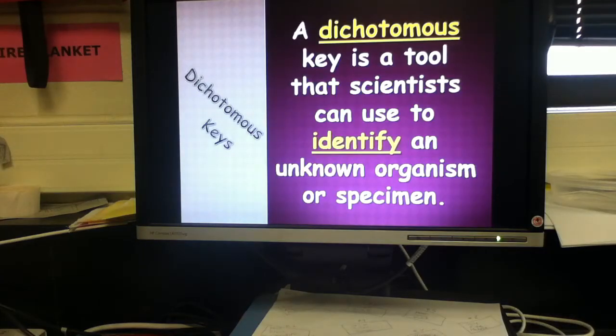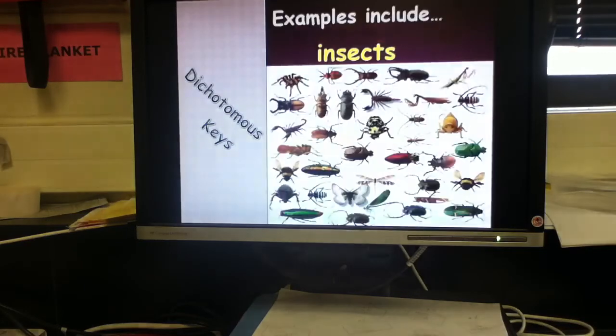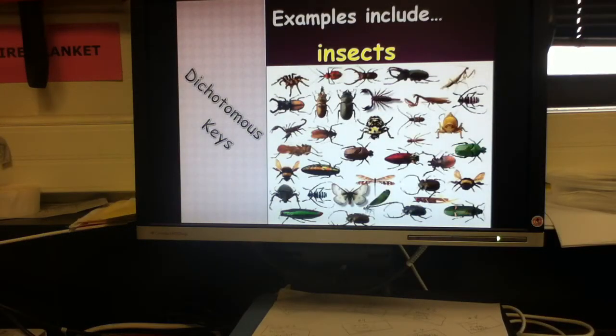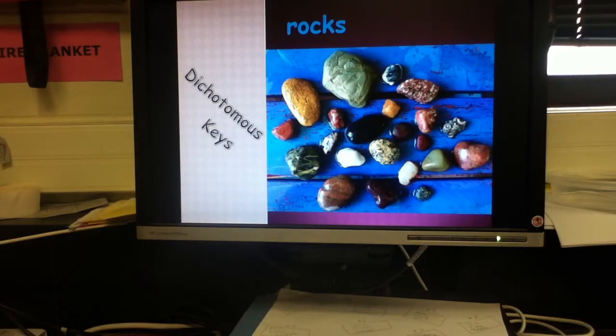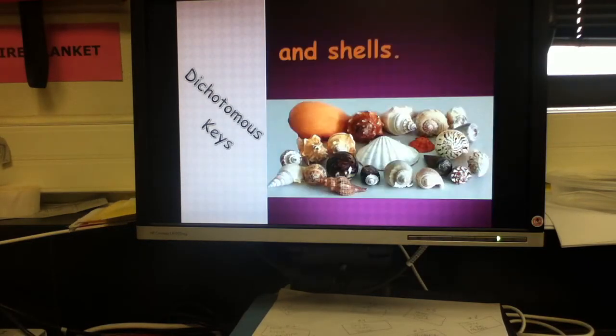All right, a dichotomous key is a tool that scientists can use to identify an unknown organism or specimen. Examples can include insects that they might not know which insect is which, or trees, or even rocks and shells.